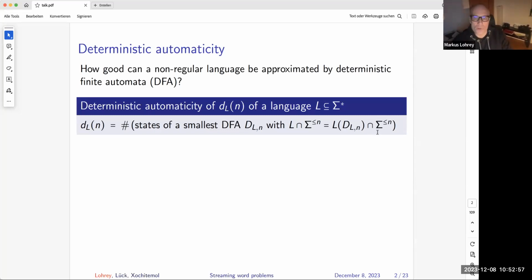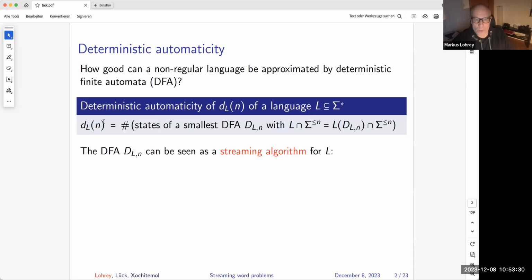So basically, this automaton D_L,n accepts all words of length at most n correctly with respect to the language L. That's the deterministic automaticity of the language L. It's a function from natural numbers to natural numbers. That's the thing we first want to study.